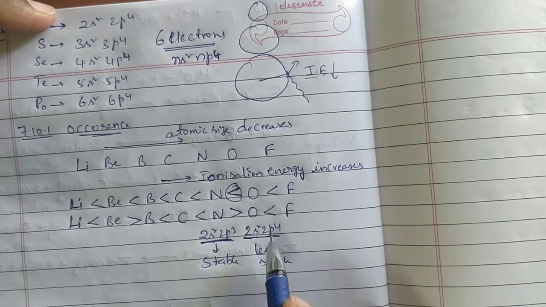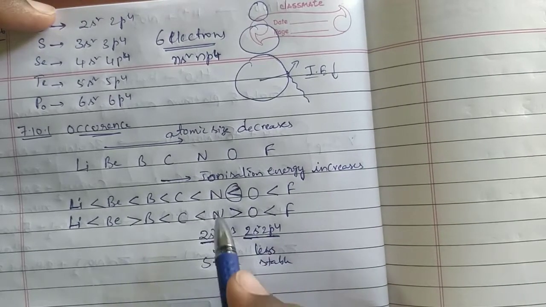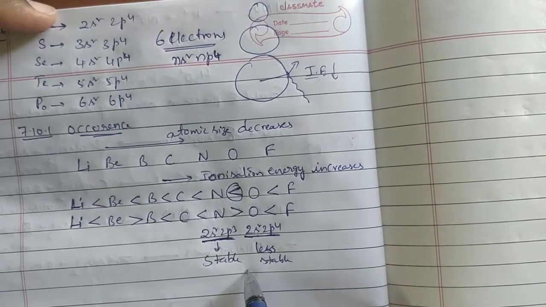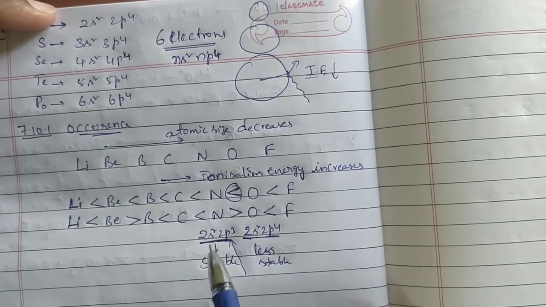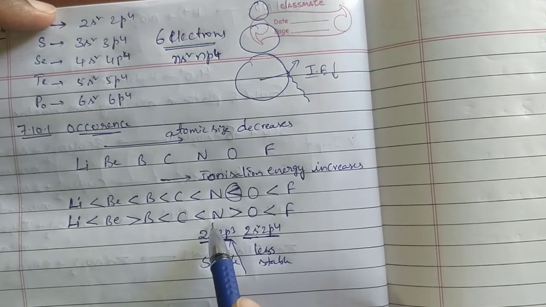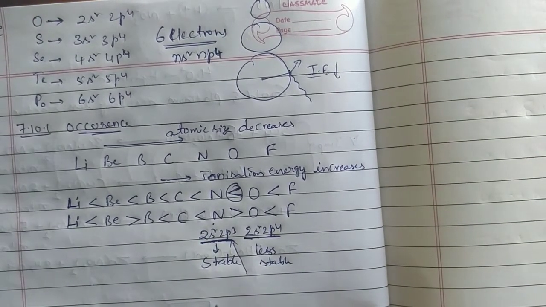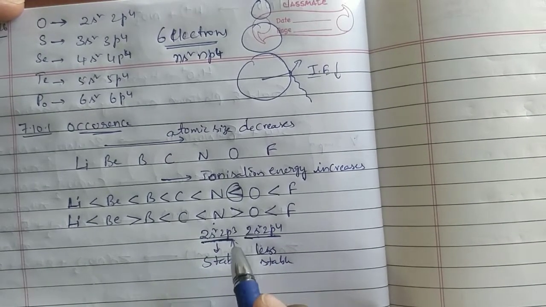From oxygen, the electron can be removed easily by giving less energy. But nitrogen is already stable because of its half-filled configuration. So the energy required to remove the electron from nitrogen is high. That's why the ionization energy of nitrogen is greater than oxygen.